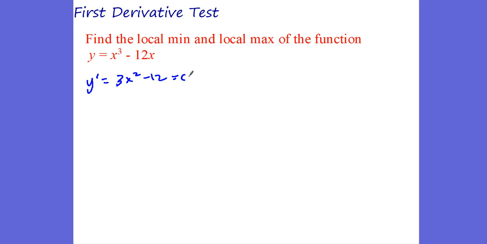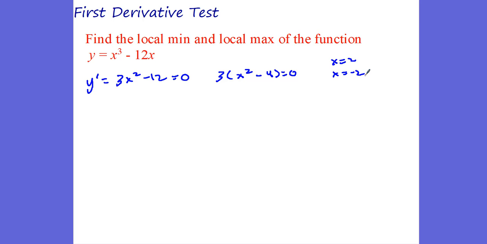We always set that equal to 0, which means I'm going to factor out a 3. So 3 times x squared minus 4 is equal to 0, which means I have possible critical values at x is equal to 2 and x is equal to negative 2. Those are my possible critical values, which means those are where I could have local mins or local maxes.